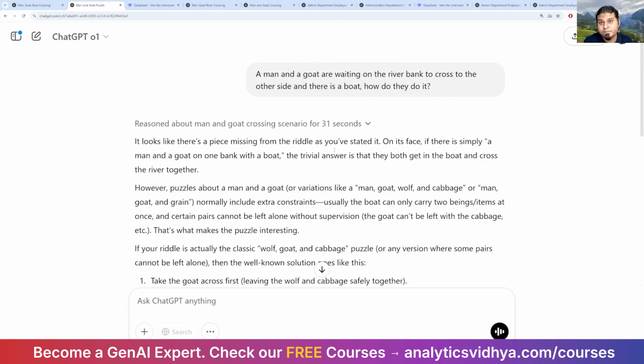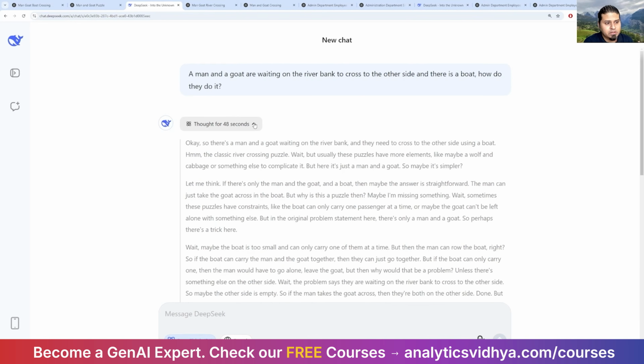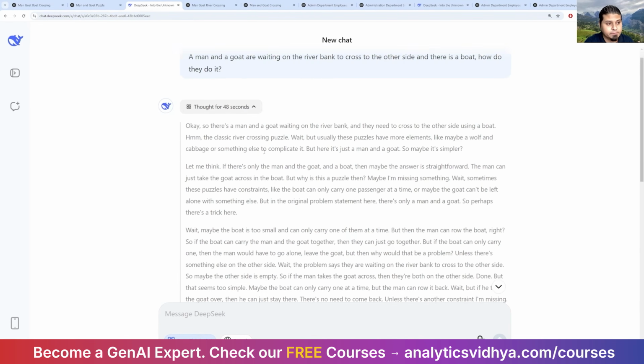Now let's see how DeepSeek R1 fared against this problem. So here I am in chat.deepseek.com, and this is the question, same prompt: a man and a goat are waiting to cross, and there is a boat, how do they do it? And you can see DeepSeek R1 thought for 48 seconds. So that's close to a minute. That's a really long time.